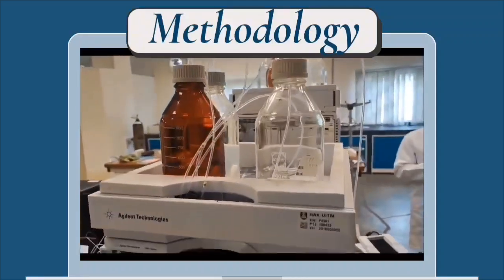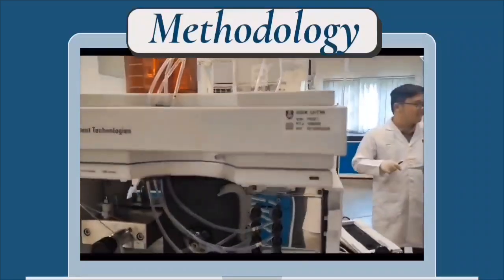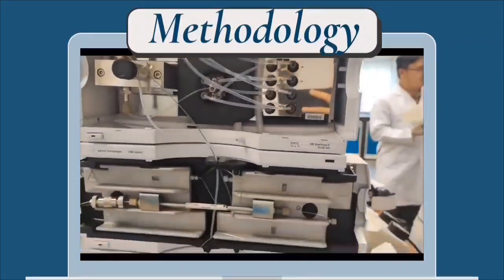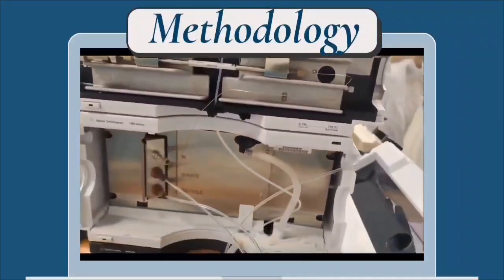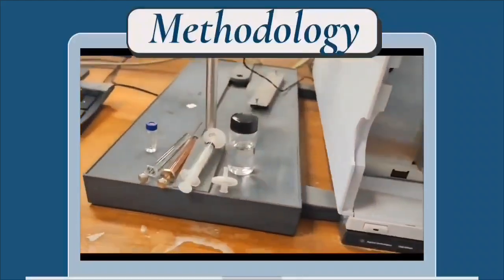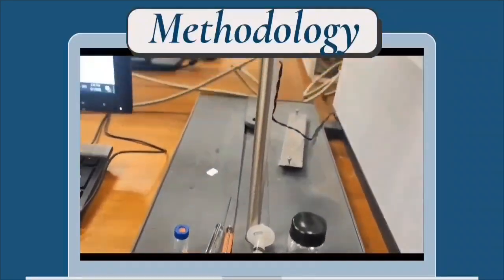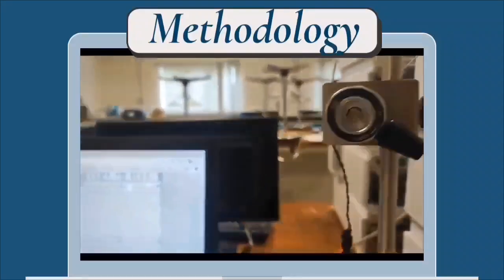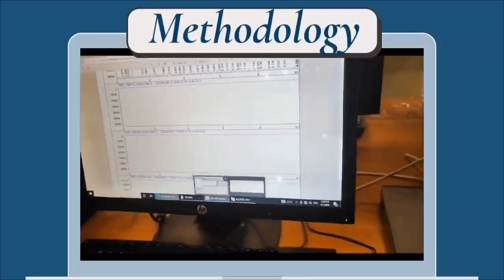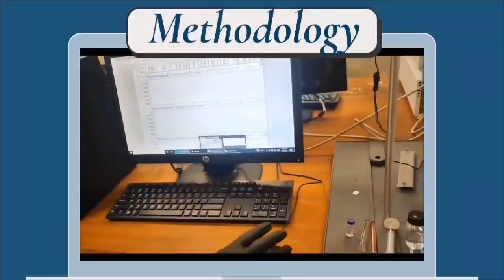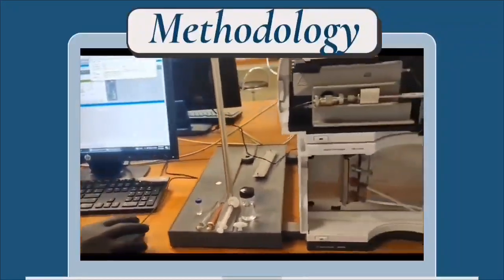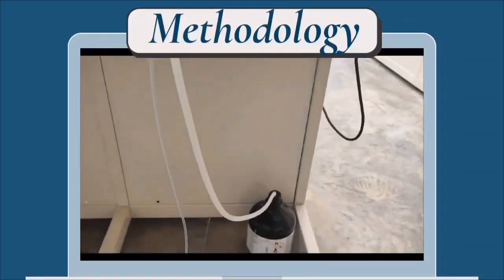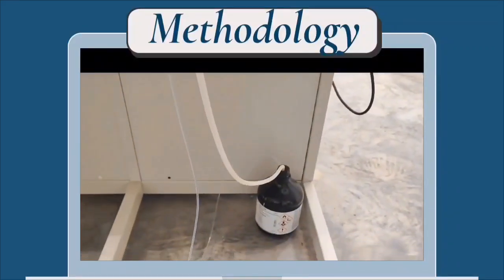Now, we have the mobile phase of the HPLC, and under it we have the pump. Then we have the column, which is the stationary phase. Here we have the detector. This is the injector, and this is the computer to run the software. Lastly, we have the waste bottle.